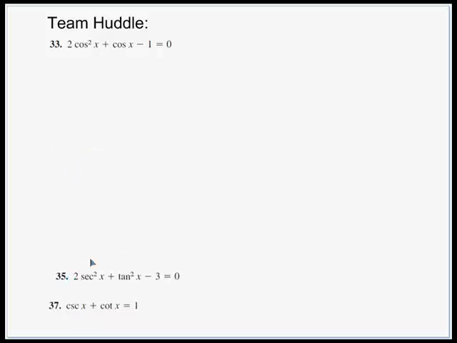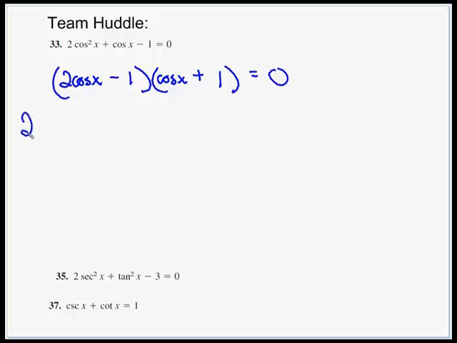Okay, the first one is just a simple factoring. What times what is 2 cos squared? Well, that's a 2 cos x and a cos x. And we have our last term is 1, so 1 times 1 is 1. We want our middle term to be positive. So the 2, when we multiply it by the 1, we want that to be the positive piece, and this will be the negative. Now set each term equal to 0.